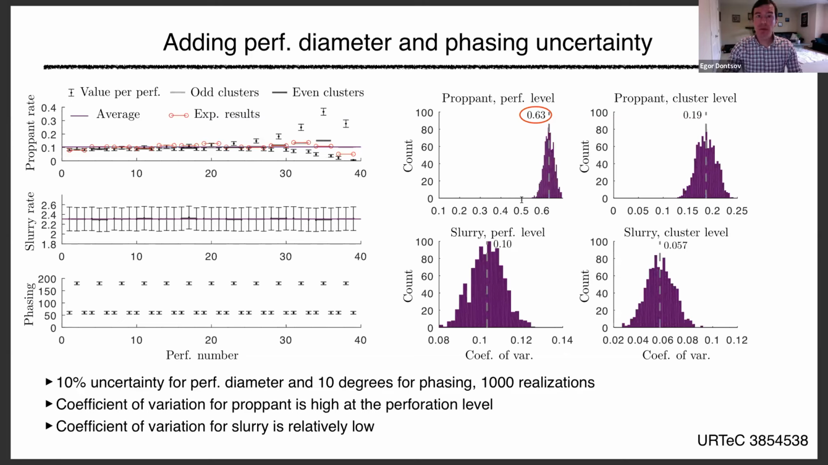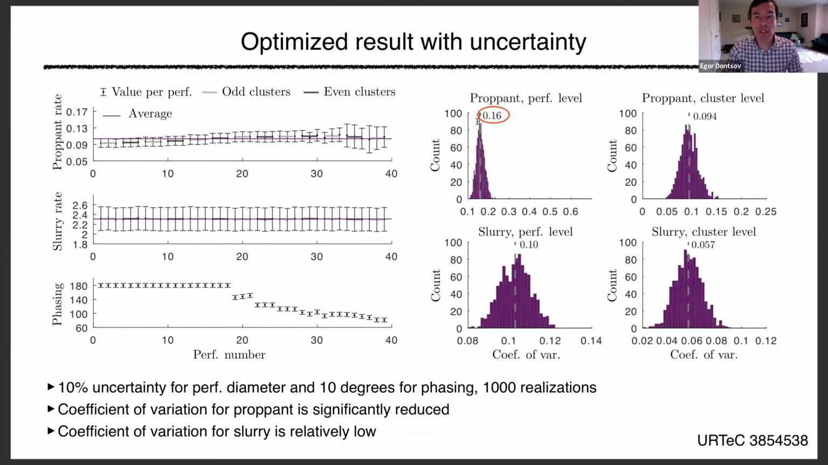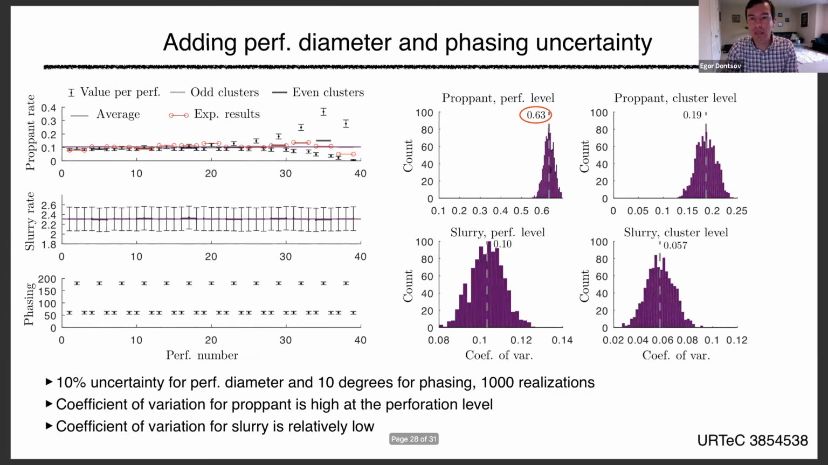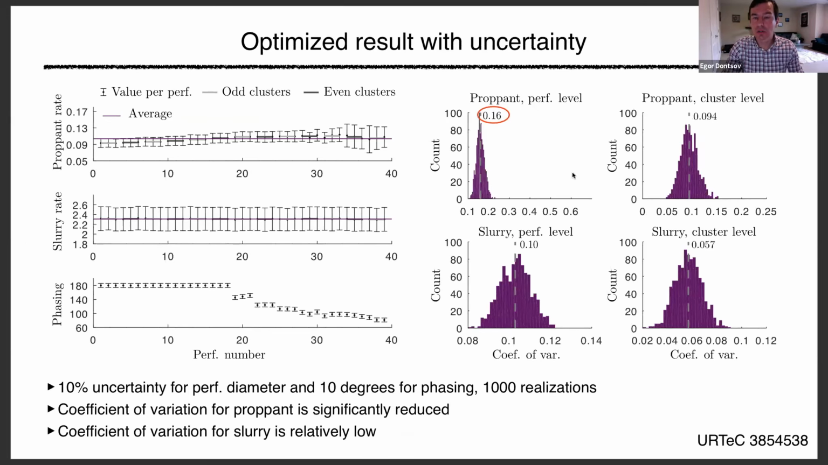The number I wanted to pay attention to is the proppant coefficient of variation, which is 0.63, so 63% variation at the perf level. Once you do the optimization, it drops down to 16%. So it drops down considerably. And if you go up and down here, the drop is much more significant than the width of the distribution.